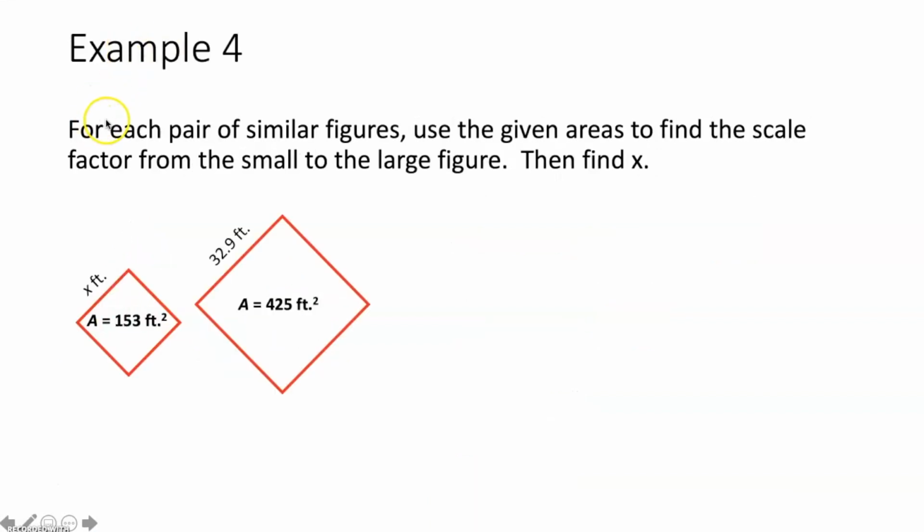Now example 4 says for each pair of similar figures, use the given areas to find the scale factor from the small to the large figure, then find x. So this time we are given the areas of these similar figures and we're trying to find one of the corresponding side lengths. So how do we do this?